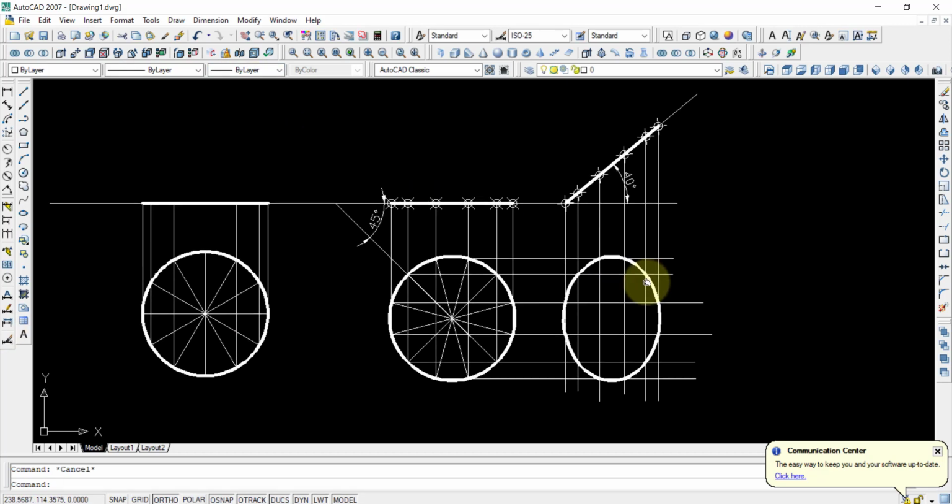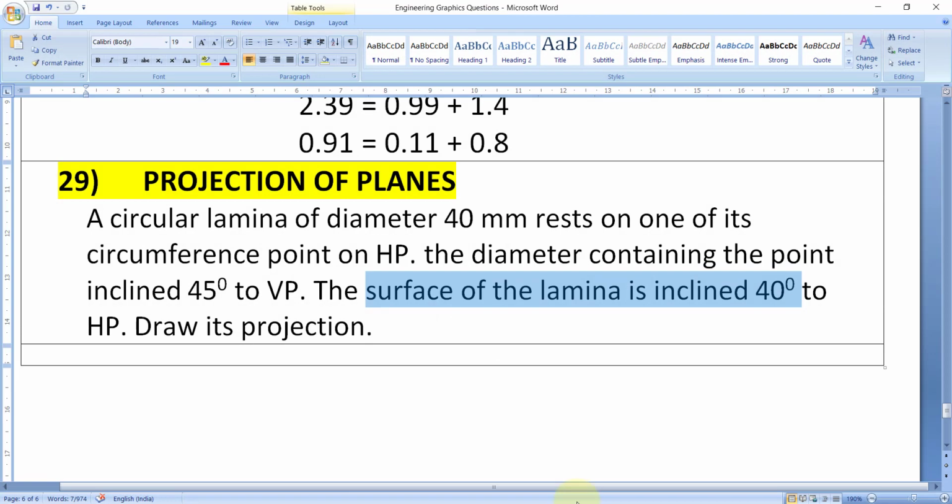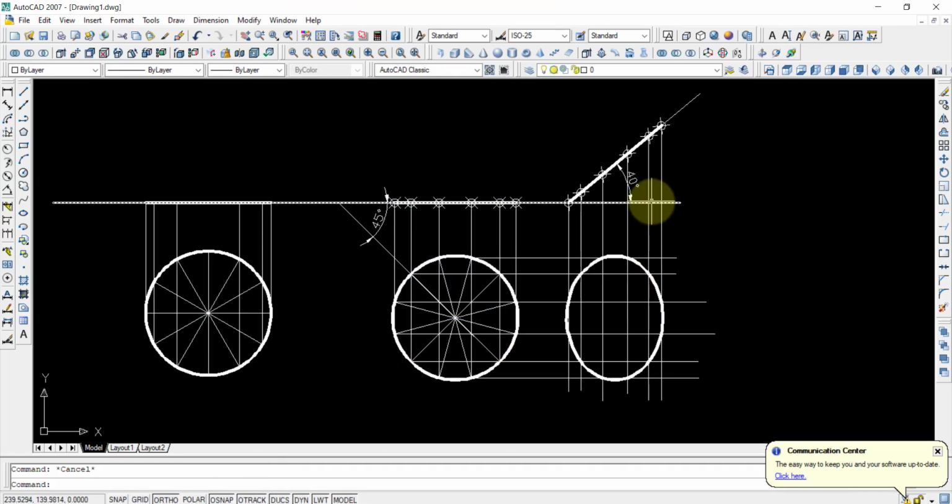And for all these things, you should give names so that it will be easy for you to draw. So it is inclined at 45 degrees to VP, and also inclined at 40 degrees to HP. The circular lamina or the circular disc is. So here, after all this is finished, we can give the names. If you give names beforehand, it will be easy.